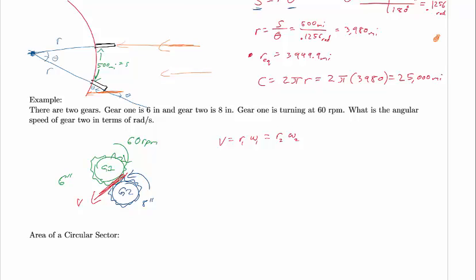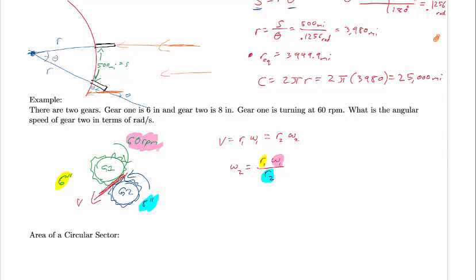And so let's go ahead and solve this for what we're looking for. We want to know what the angular speed of gear 2 is. And so omega 2 equals R1 times omega 1 divided by R2. Alright, so let's go ahead and identify each of these. Radius 1, well, that's going to be this guy here. The radius 2, well, that's this guy here. And then the angular speed of gear 1 is this guy right there.